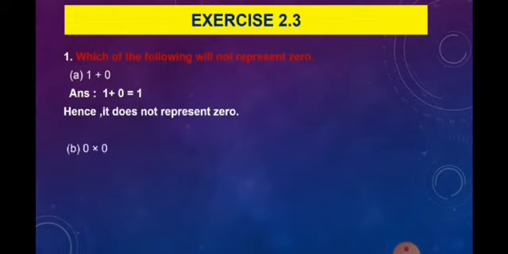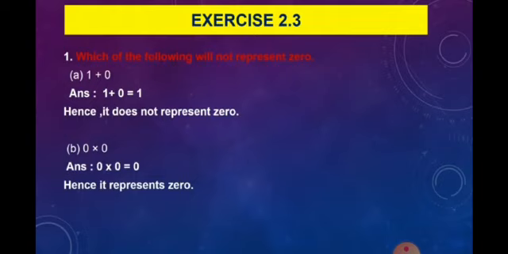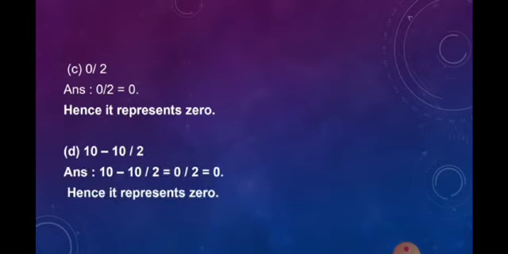Next part, 0 multiplied by 0. We all know that a whole number multiplied with 0 gives us 0. 0 multiplied by 0 is equal to 0. Hence, it represents 0. Next part, 0 divided by 2. So 0 divided by any whole number is equal to 0. Hence, it represents 0. Next part, 10 minus 10 divided by 2. 10 minus 10 is 0. 0 divided by 2 is equal to 0. Hence, it represents 0.